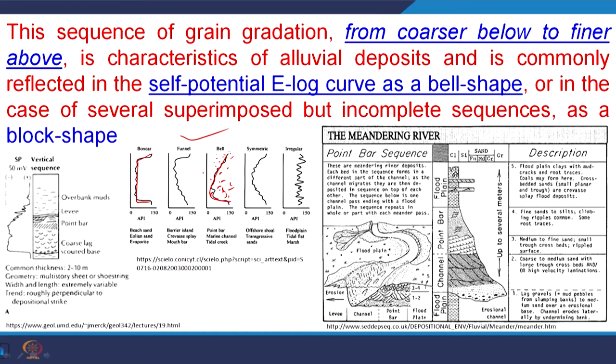So, if you see here, this is a vertical sequence of a point bar deposit, and we are getting this channel lag or scour deposits, then coarse sand, then this point bar, then this levees, then overbank mud. So, if you see this SP log, that resembles this one, that is a bell shape deposit. So, this is a characteristic SP log, where the point bar deposit is looking like a bell shape.